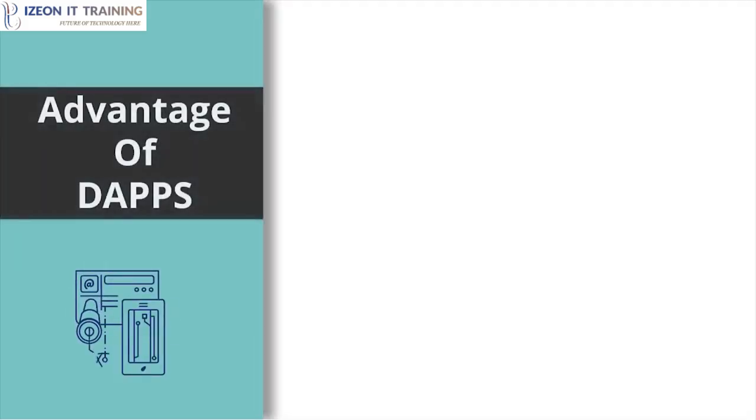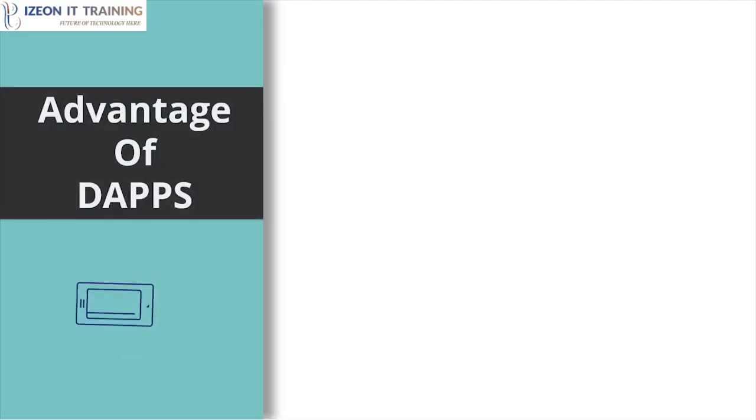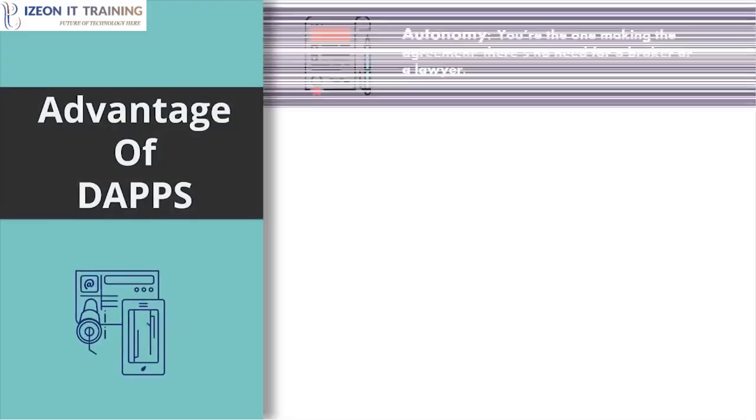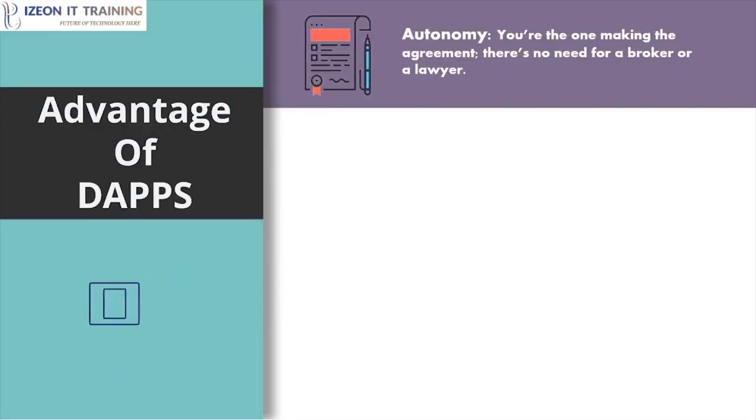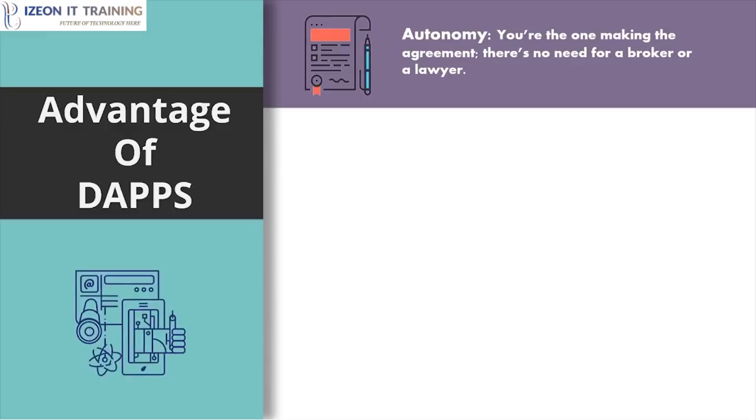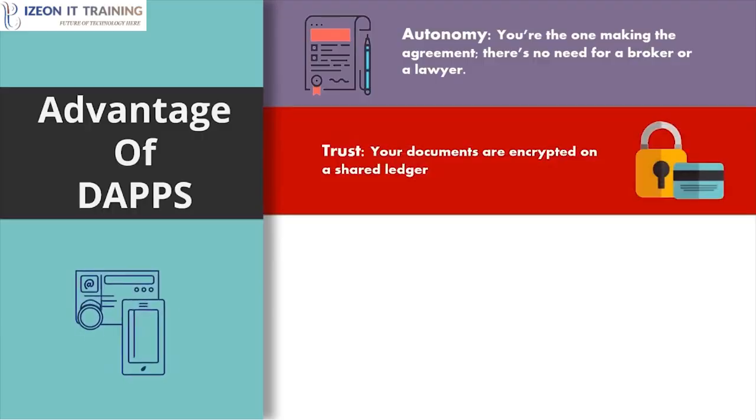Now, let us just go over the advantages of decentralized applications or blockchain applications that come along with it. So firstly is autonomy. It's autonomous because you're the one making the agreement. There's no need for a broker or a lawyer of any sort or any sort of third party for that matter. Secondly, there's a lot of trust because all your documents are encrypted using modern technology and modern encryption methods, and it's all sharded and distributed on a decentralized network, which is being run by a shared ledger. So there's literally no way anybody can break into it, now at least, unless quantum computing becomes a very big thing in the next 6 months or something.